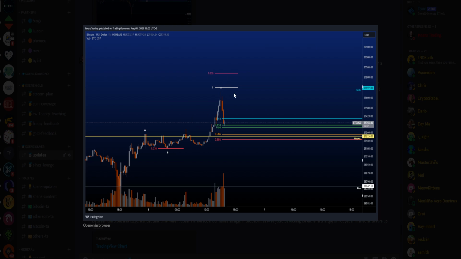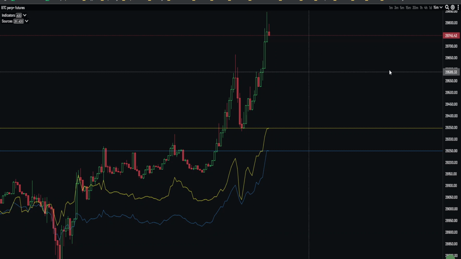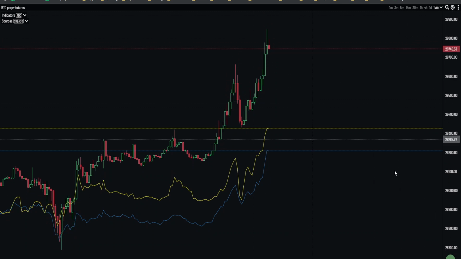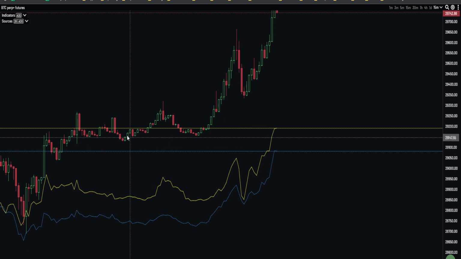and then an A, B, and a wave C to the upside. So a three-wave structure. And because it didn't hit the target, I was like, well, we moved to the downside. We have some CVD divergences as well, which I will show you right now. And we didn't hit the wave C target area. So over here, price moving down, bullish CVD divergences with this low. This is the low of the range, this low over here.